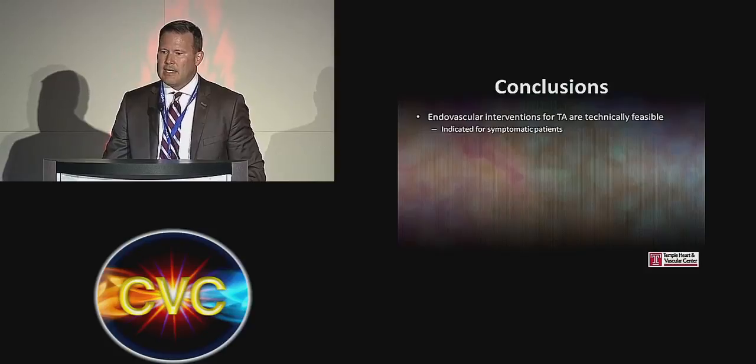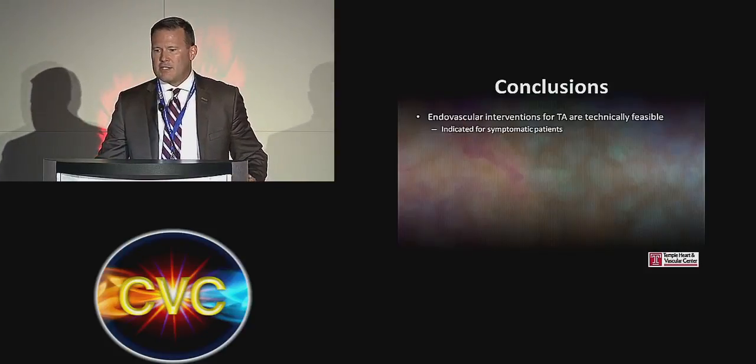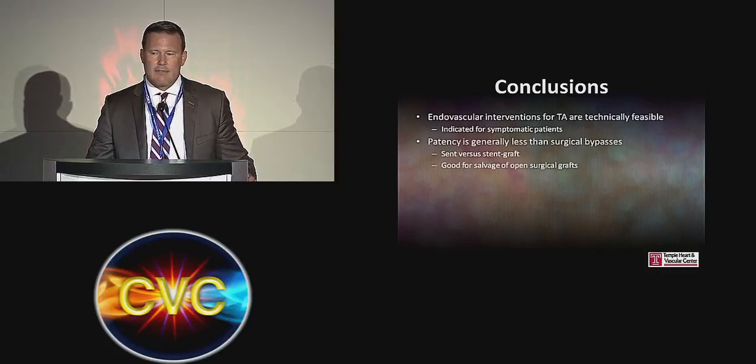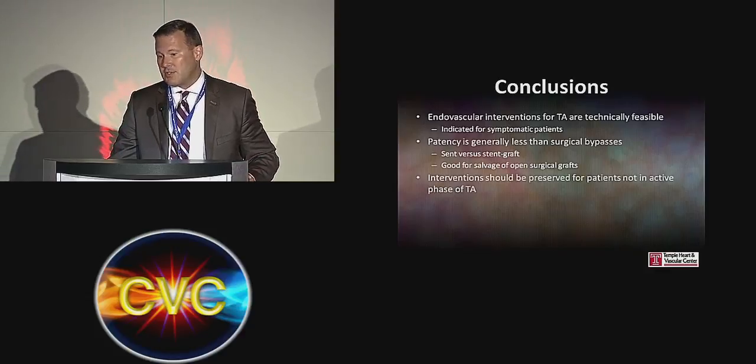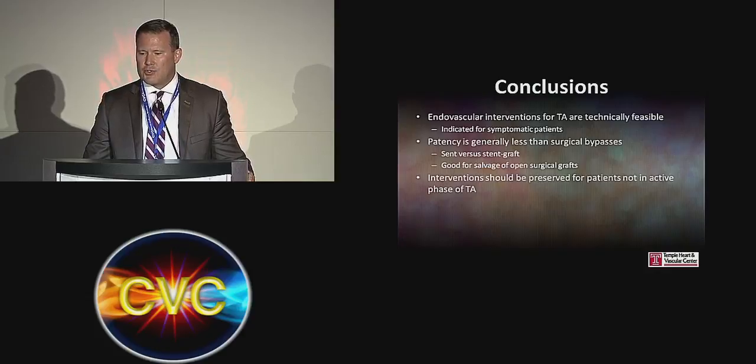So in conclusion, endovascular interventions for Takayasu's arteritis are technically feasible. It's indicated primarily for symptomatic patients that are in the latent or non-acute phase of the disease. Patency is generally less than surgical bypasses. There is perhaps some benefit of stent grafts, but we need additional follow-up, and it is good for salvage of open surgical grafts that become occluded after the initial surgery.